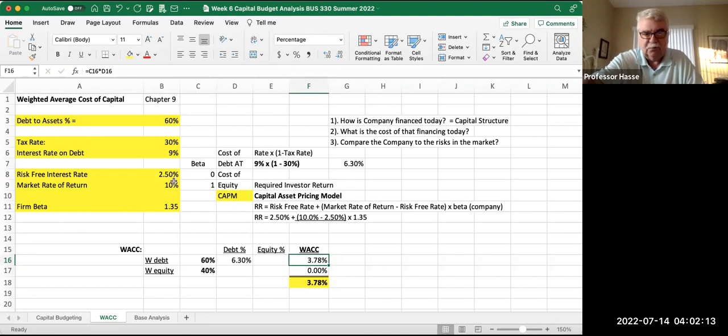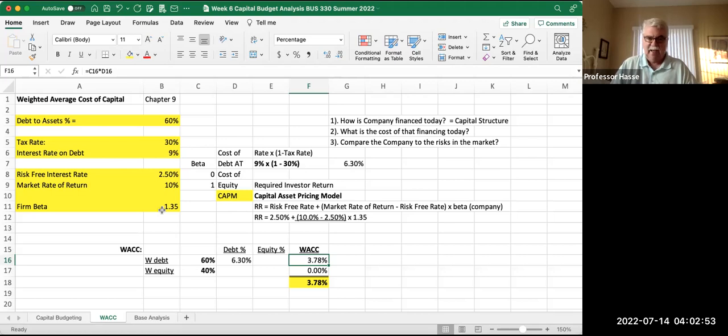It's the risk-free interest rate plus the market rate of return minus the risk-free rate, which is called the market premium. And that market premium amount is multiplied by the beta of the company. So for this example, our risk-free rate is 2.5%. That's zero beta in the market. Our market return on average beta is 10%. And the beta of the company that we're doing this analysis for is 1.35. In other words, that's the risk in the market of this company.